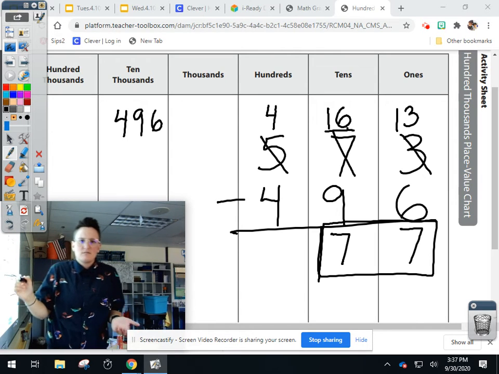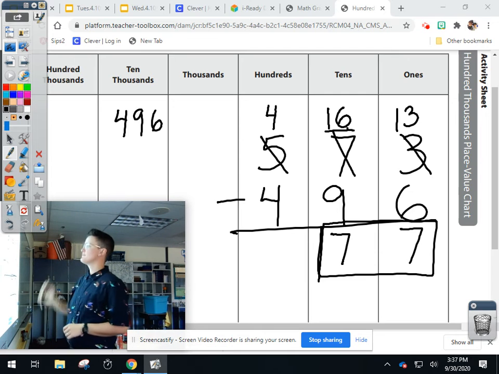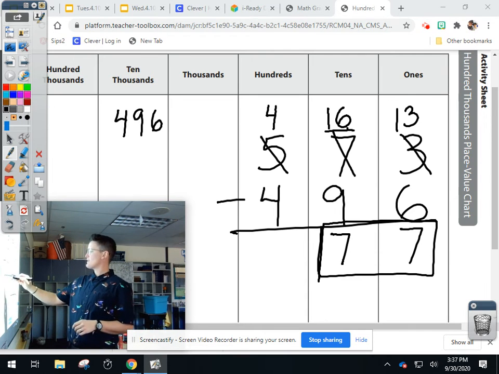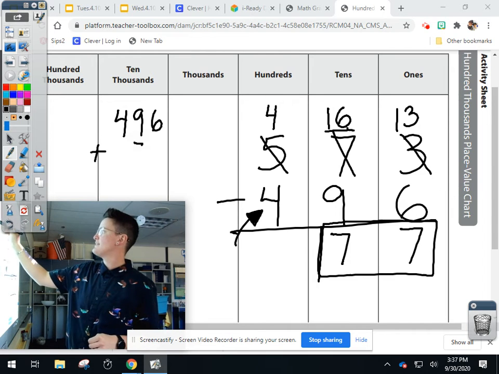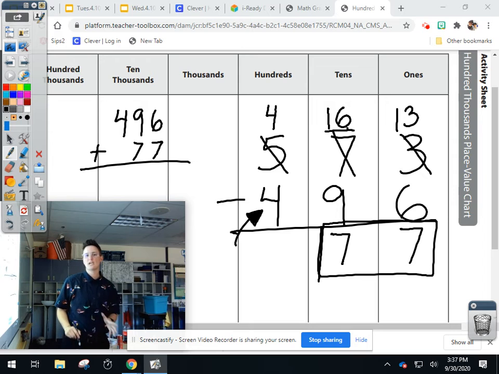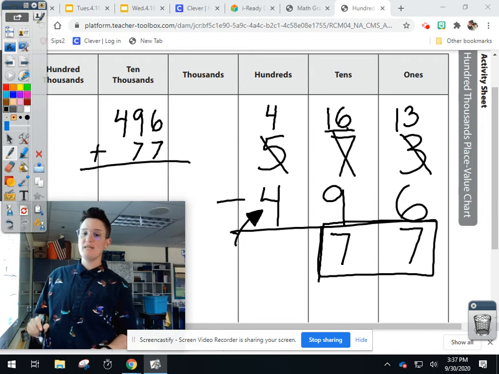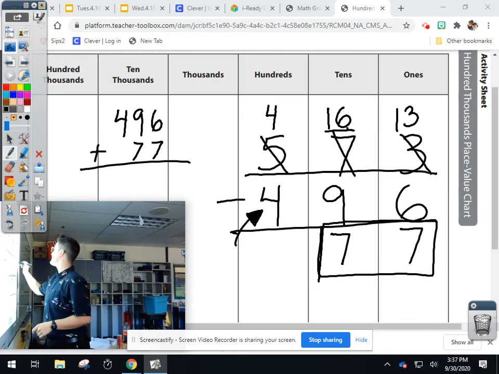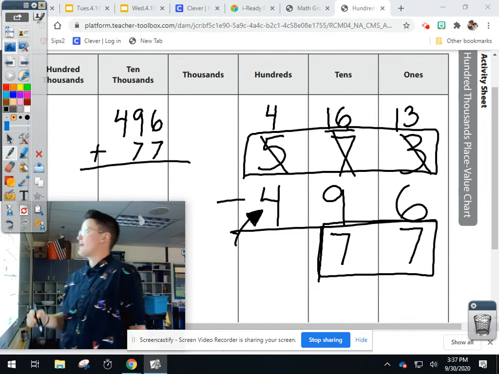Okay, now you might be all finished with your problem, and you might think to yourself, how do I know I'm right? How do I have any idea if I am correct? Okay, so what I'm going to do is take my smaller number of the subtraction problem, the 496, and add 77 to the 496. This is an easy way to check your problems because if I'm correct, my answer should be 573, which was the number that we started with. So let's see if I was correct.